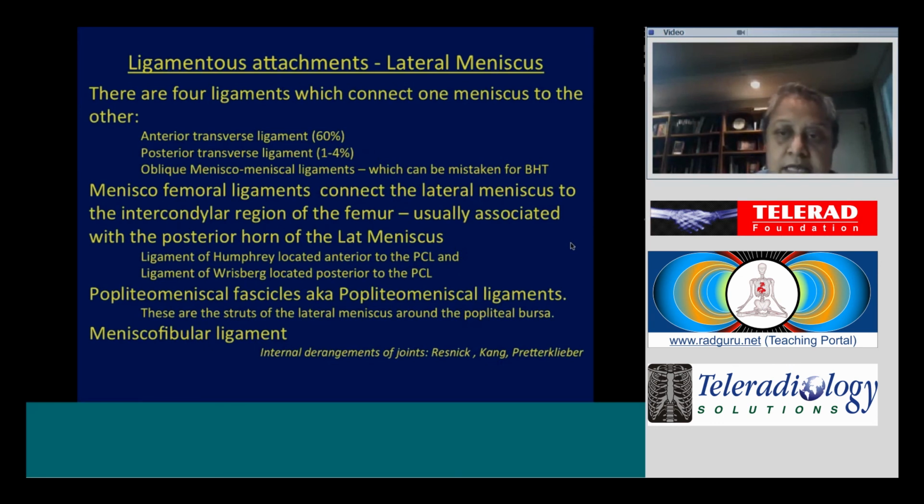Meniscofemoral ligaments connect the lateral meniscus to the intercondylar region of the femur and is usually associated with the posterior horn of the lateral meniscus, forming the ligaments of Humphrey and Risberg. Humphrey is located anterior to the PCL, and ligament of Risberg is located posterior to the PCL. Then you have the popliteo-meniscal fascicles, otherwise called the popliteo-meniscal ligaments. These are struts of the lateral meniscus which surround the popliteal bursa. Finally, you've got the meniscal fibular ligaments. Obviously, you don't have the same on the medial side.